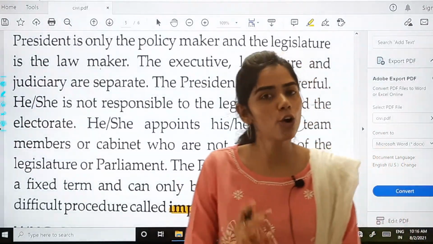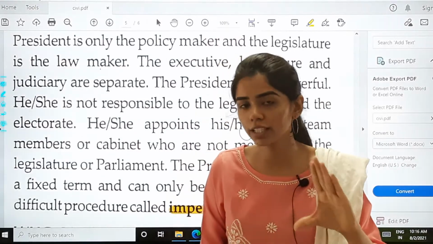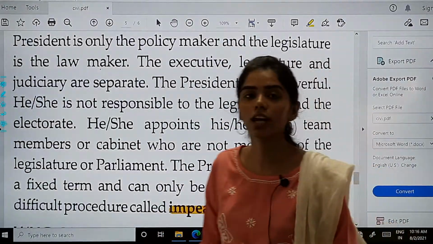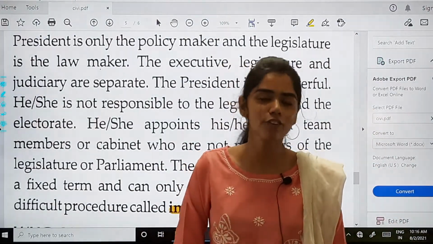Okay? Now for your homework, you just have to read this part. That is, we discussed the democratic forms of government.